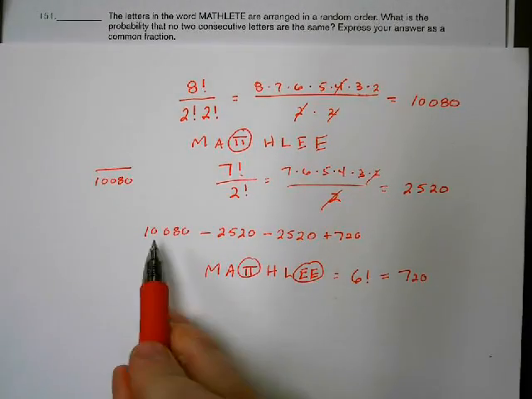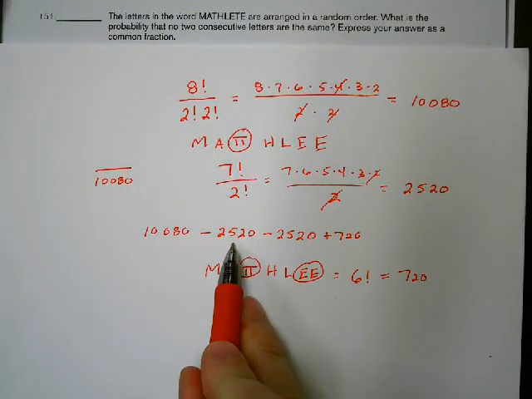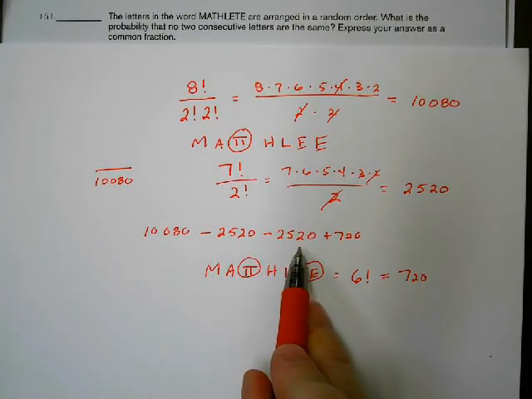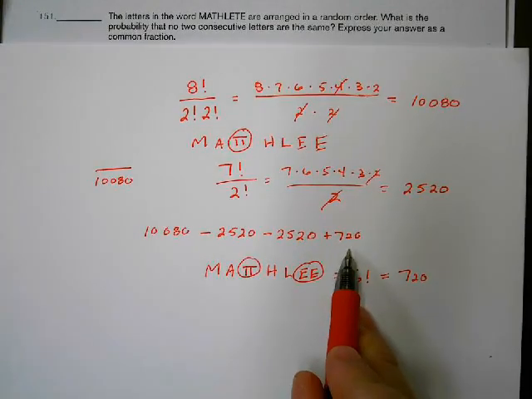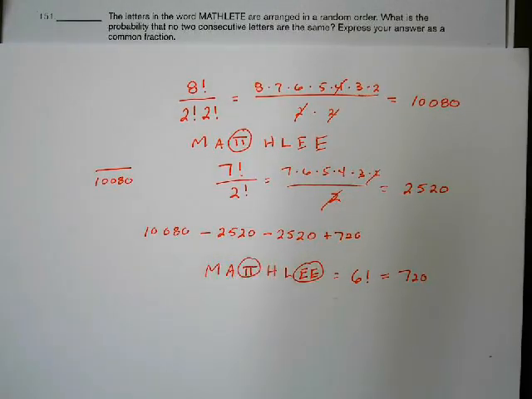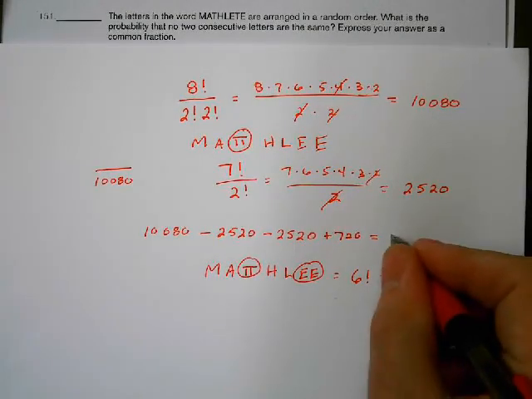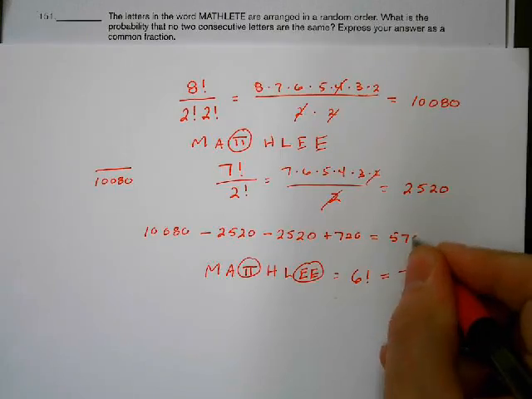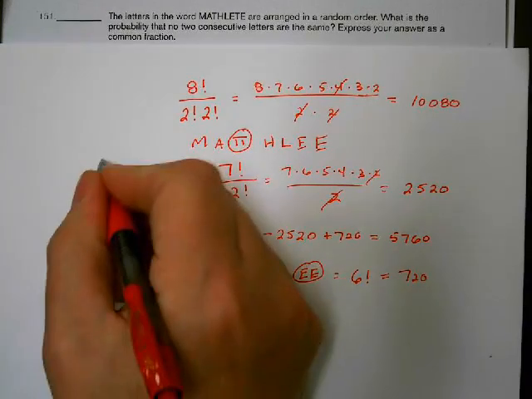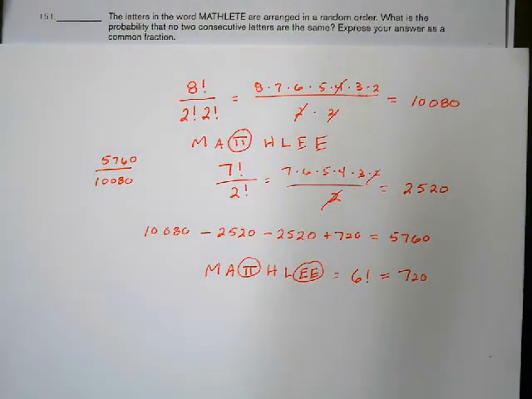So total combinations, take out the combinations where the T's are next to each other, take out the combinations where the E's are next to each other, and then add back in the combinations where we have double T's and double E's, because we have double counted them inside of here. And all of that comes out to 5,760. Whew. And now it wants it as a fraction.